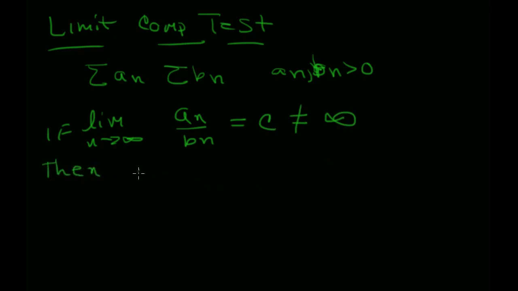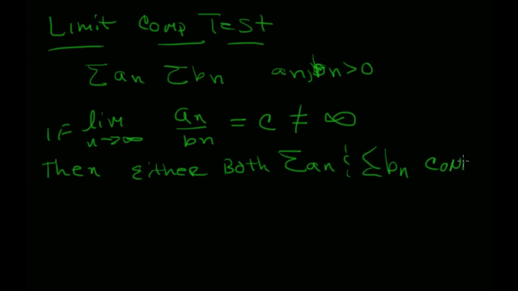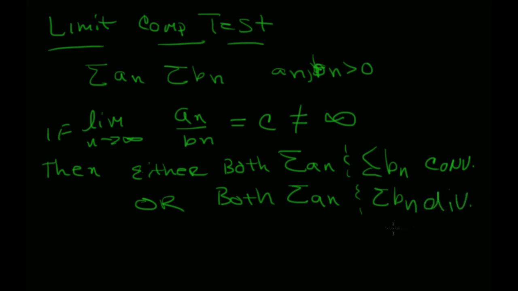then either both sum of a_n and sum of b_n converge, or both sum of a_n and sum of b_n diverge. So these are my two options. Either they both converge or they both diverge if the limit comes out to some constant. If it goes off to infinity, I've got nothing. But if it comes to a constant, both series have to be either converging or diverging.